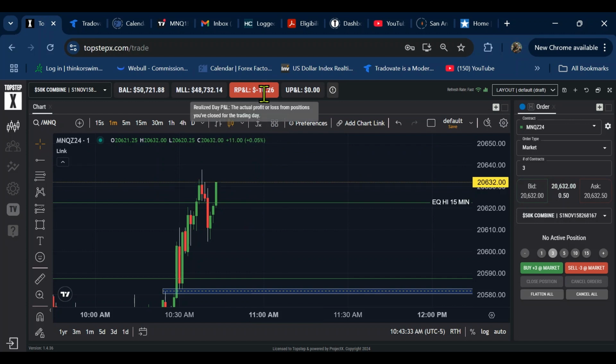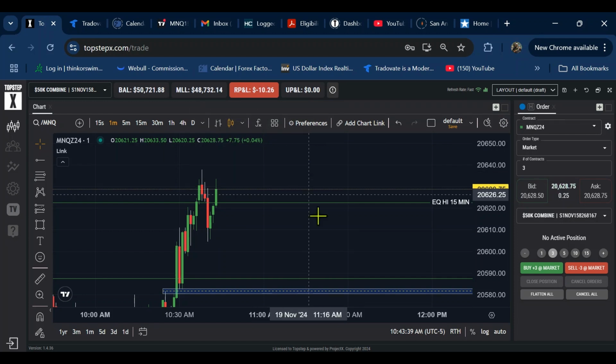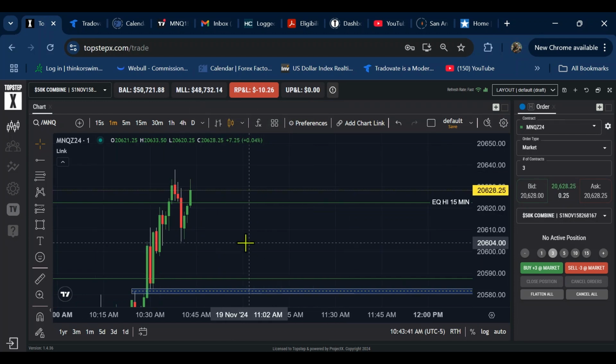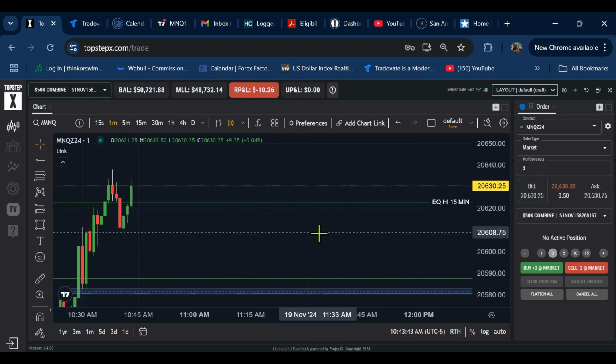So I went from being 100 in the green, now I'm 10 into the hole. That's how quickly your money can evaporate in market conditions like this.